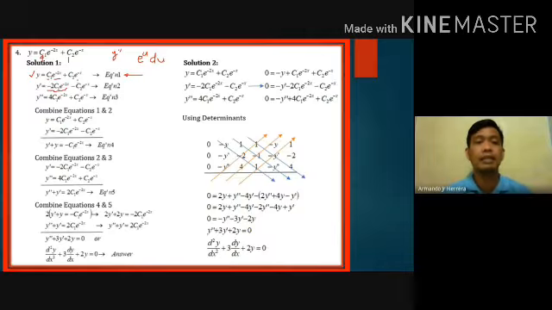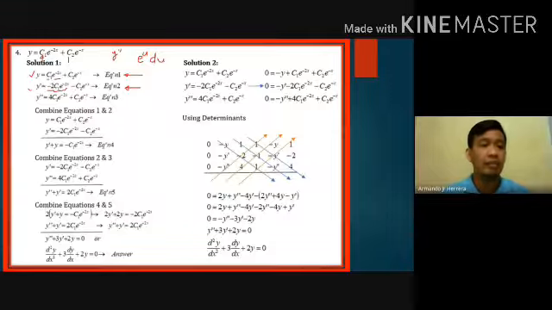Plus c2, derivative of e to the negative x. Anong derivative ng e to the negative x? It is e to the negative x times negative 1 because the derivative of negative x is negative 1, being multiplied by positive c2 is negative c2 e to the negative x. And that will serve as our equation 2.